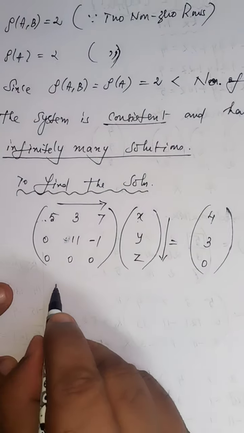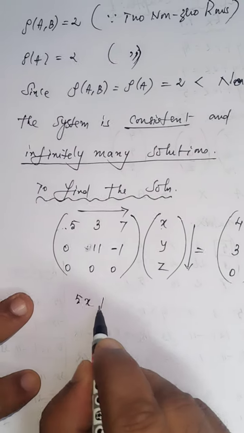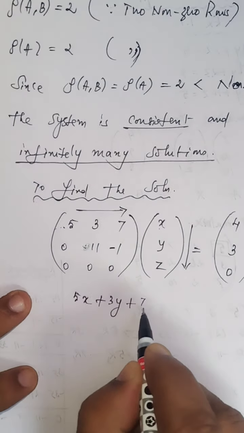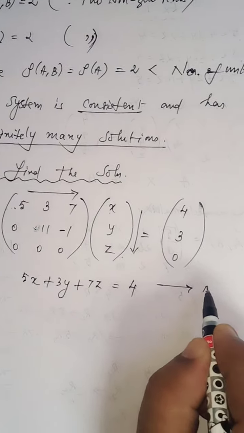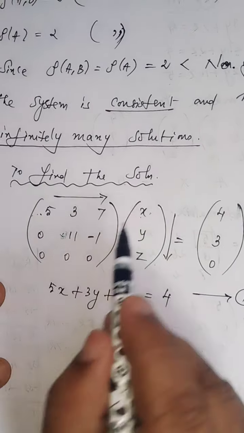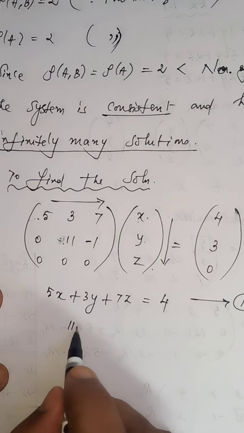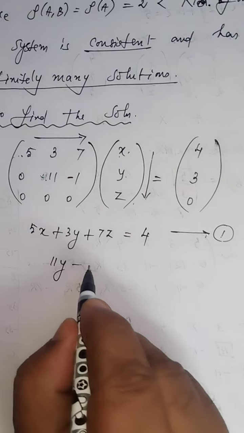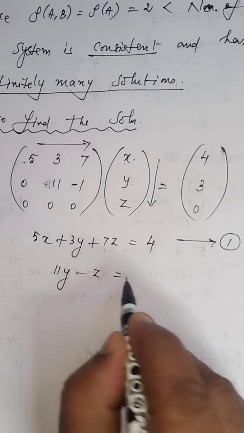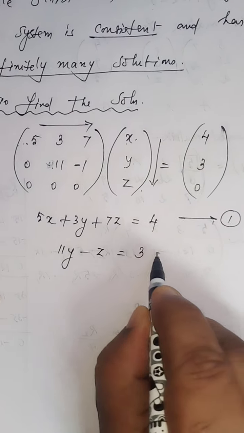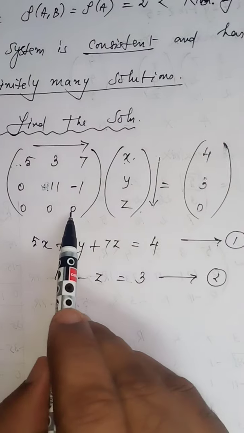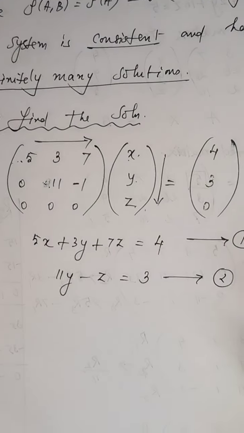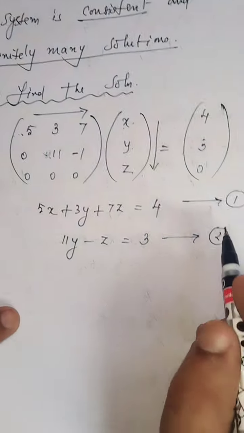5 into x, 5x. 3 into y, 3y. Plus 7 into z, 7z, that is equal to 4, that is equation number 1. 0x, that is 0, 11 into y, 11y, and minus 1 into z, minus z, that is equal to 3. That is equation number 2. Now last one, 0x, 0y, 0z, that is equal to 0. So all 0 only, no need to write.